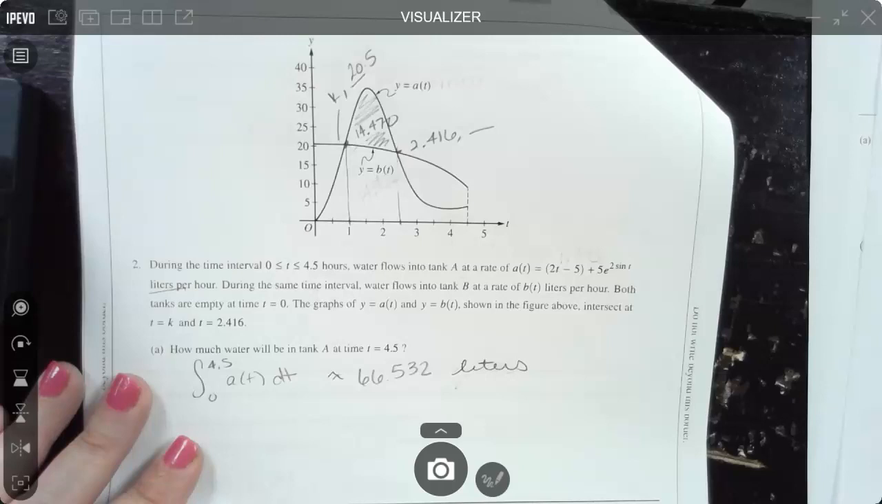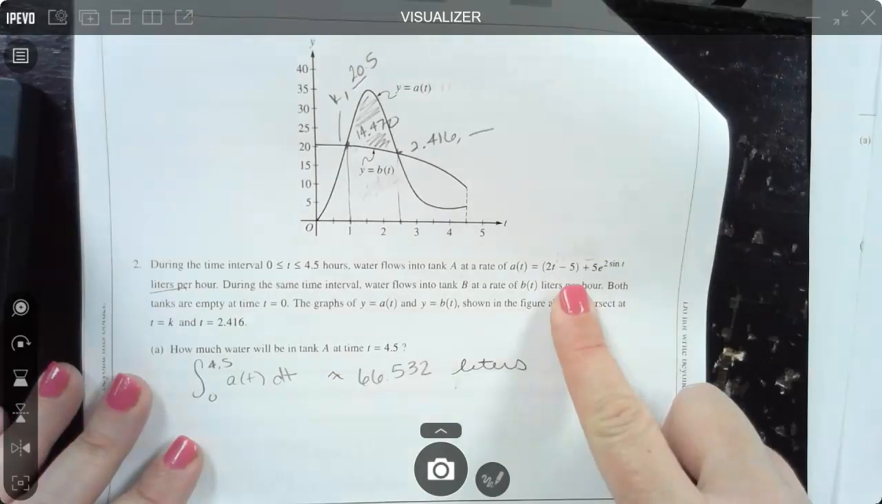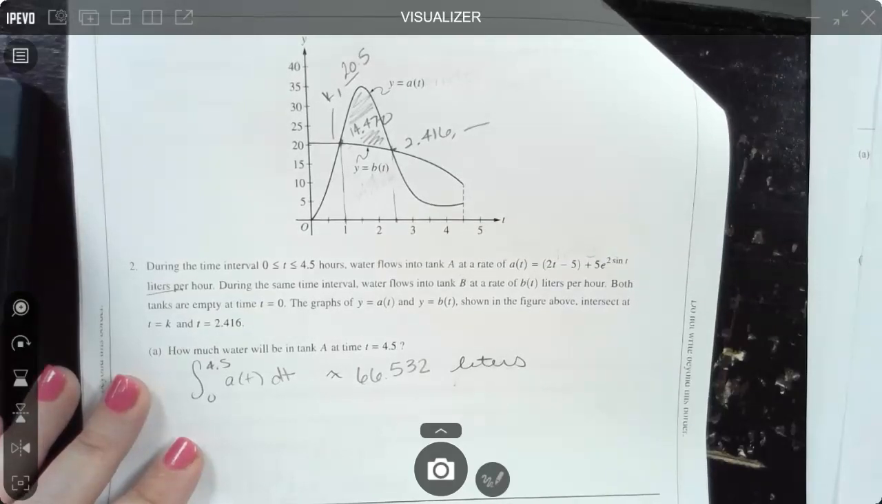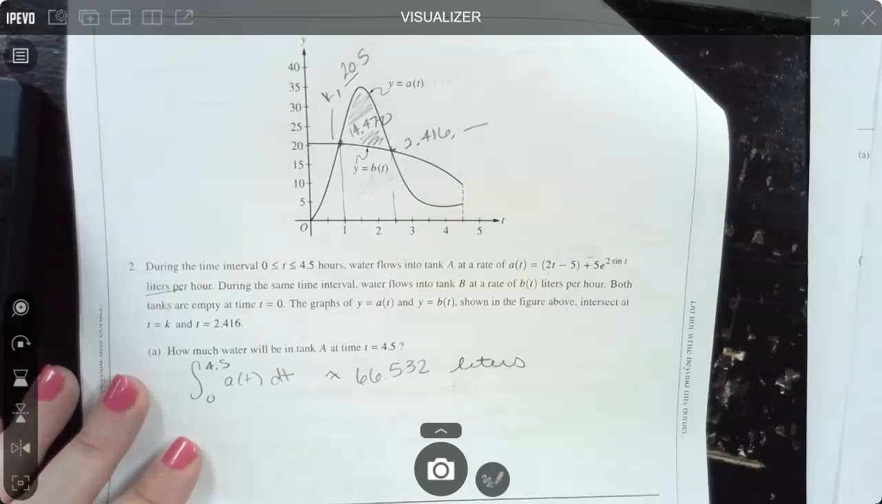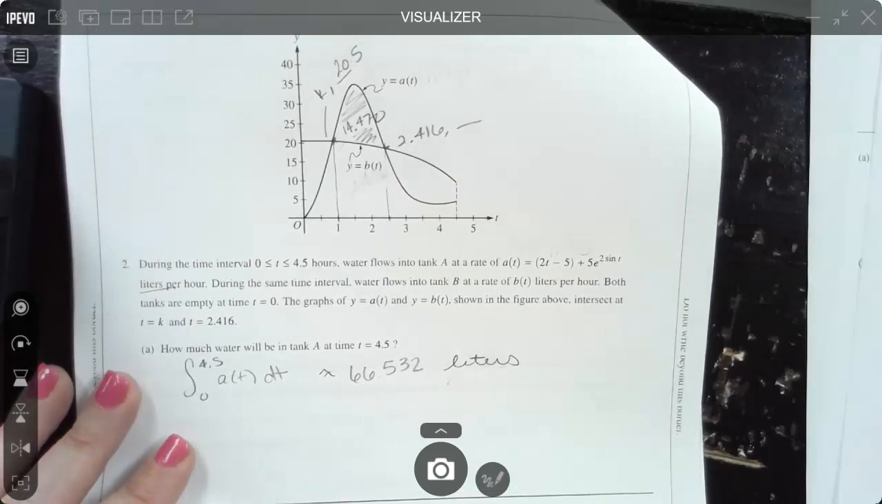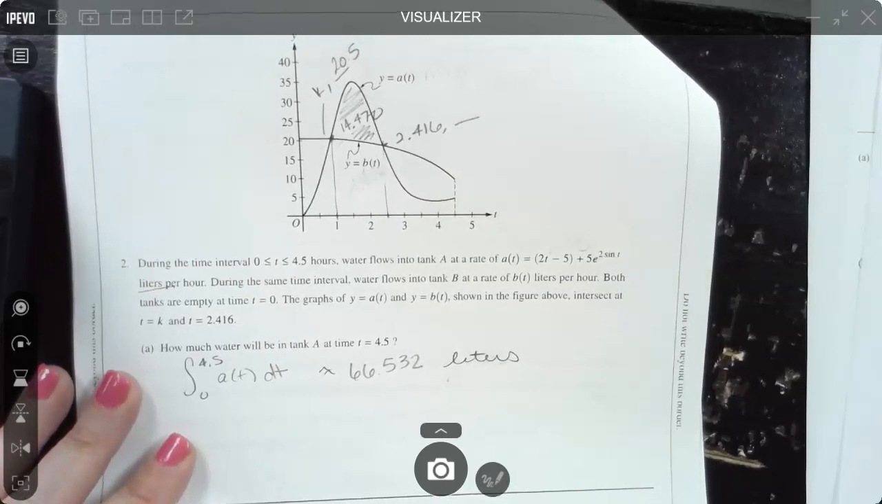This is a calculator problem. At time t equals 4.5, I just did the integral from 0 to 4.5 of A of t. Oh yeah, tank A. I was sitting here going, why did I not subtract them? But it's 2 different tanks. So how much is in tank A? That was just on your calculator, 66.